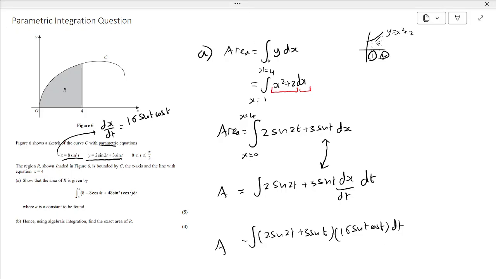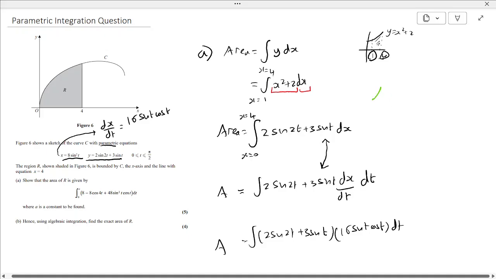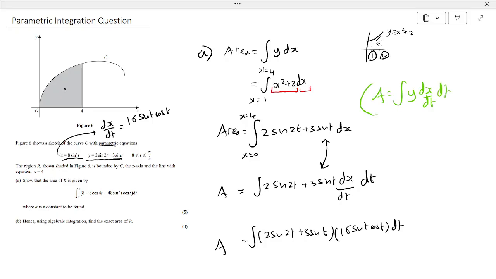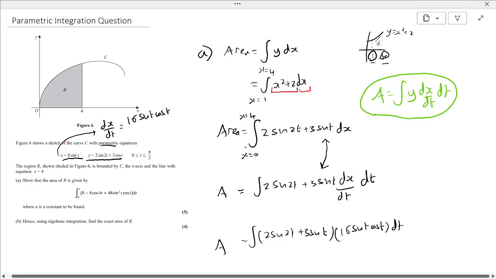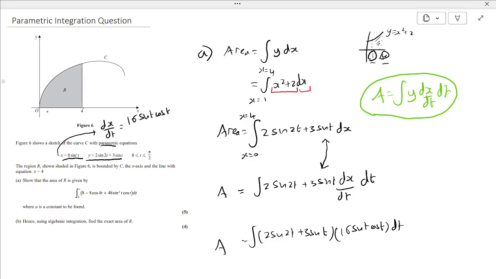So just the formula we come up with, which you can just write down in the exam, the area is going to be the integral of y dx by dt. That's your formula for area for parametric integration. There is actually one other difference, and that's the bounds, or the limits, whatever you call them. So before, in my example, I went from x equals 1 to x equals 4. Here we go from x equals 0 to x equals 4. But because I am integrating with respect to t, I need the corresponding values of t. So I need to know at this point in the curve, what does t equal? And at this point in the curve, what does t equal?